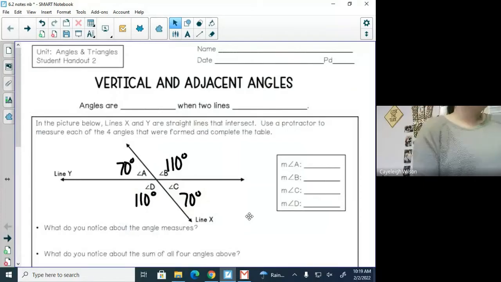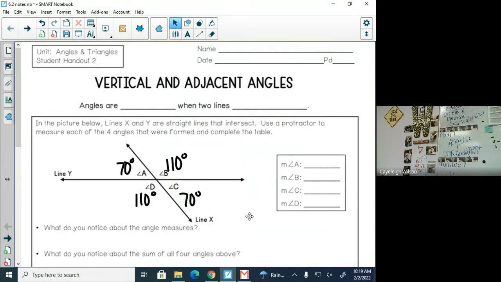Complementary angles. So complementary is when the angles add up to 90. Complement is always right, so it's 90. Supplement adds up to 180. Now, we can use those two things that we know about angles to apply them to something called vertical and adjacent angles.